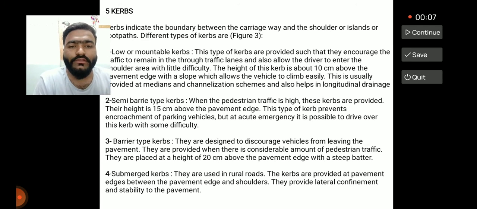Then next comes semi-barrier type curves. When the pedestrian traffic is high, these curves are provided. Their height is 15 cm above the pavement edge.